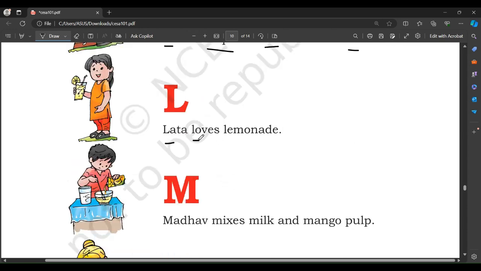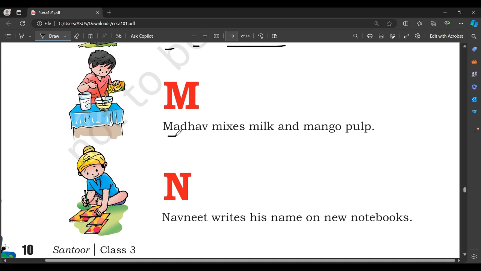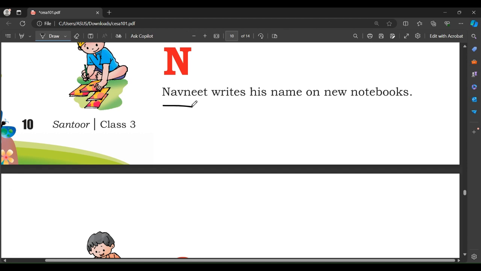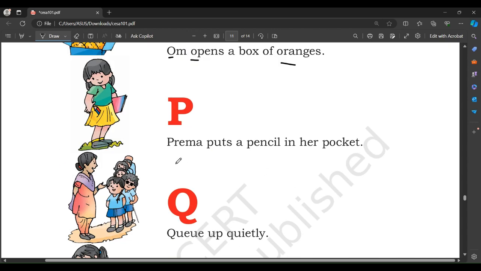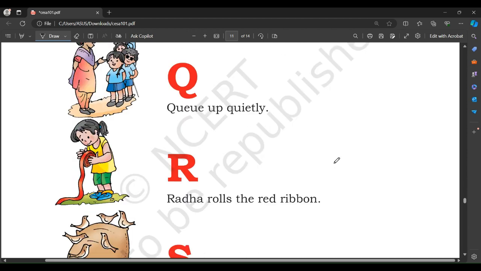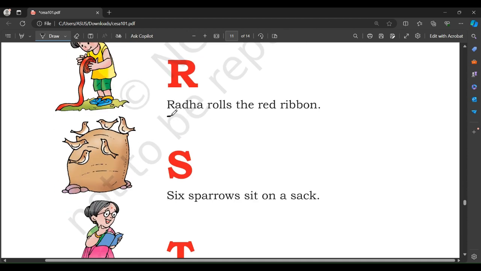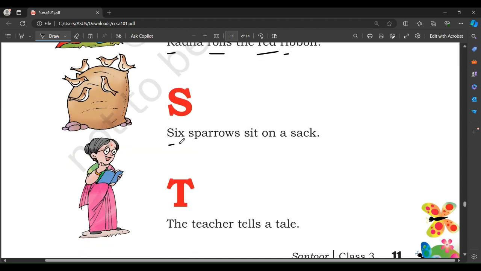Lata loves lemonade. Madhav mixes milk and mango pulp. Navneet writes his name on the new notebooks. O. Om opens a box of oranges. Prema puts a pencil in her pocket. Q. Quiet, quietly. R. Radha rolls the red ribbon. S. Six sparrows sit on a sack.